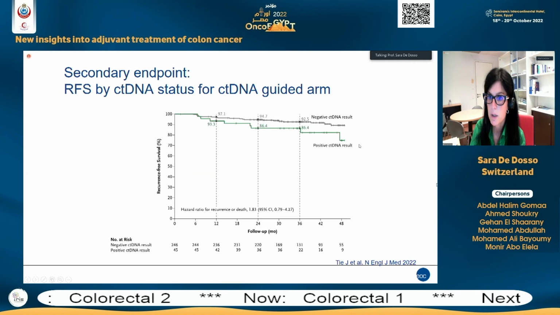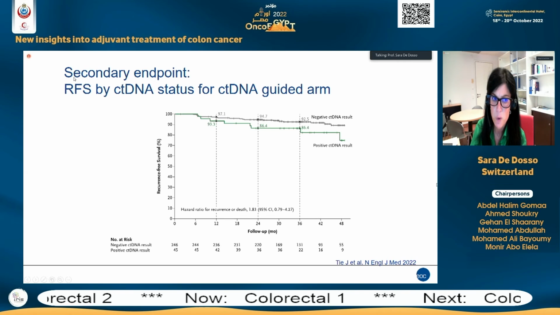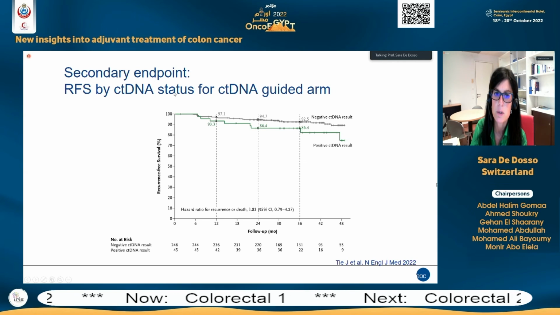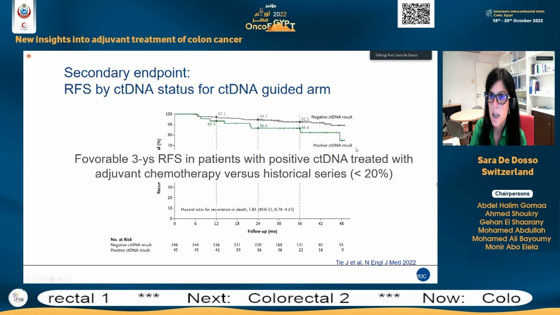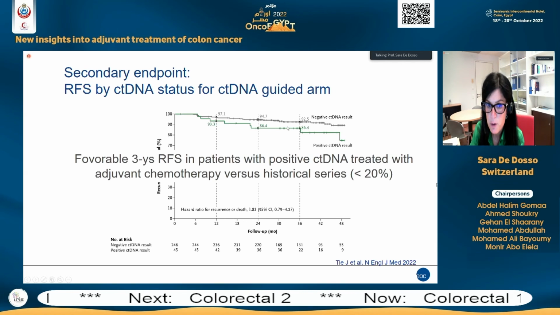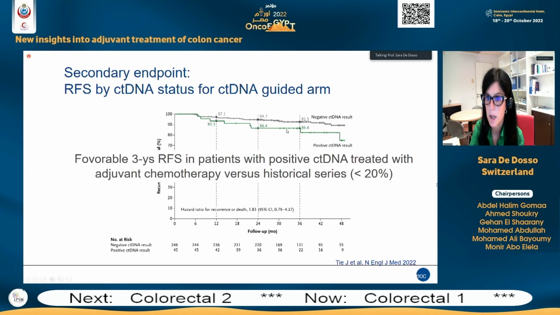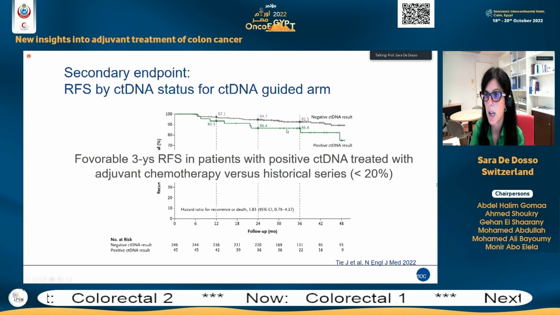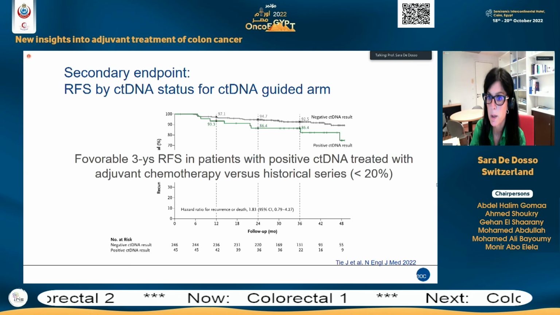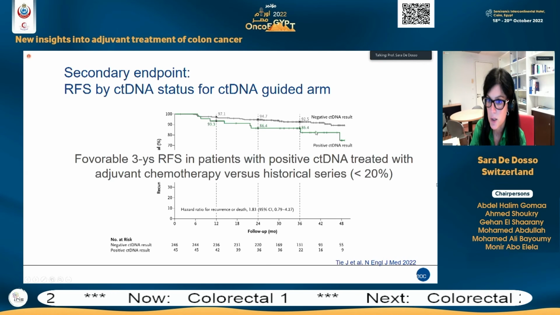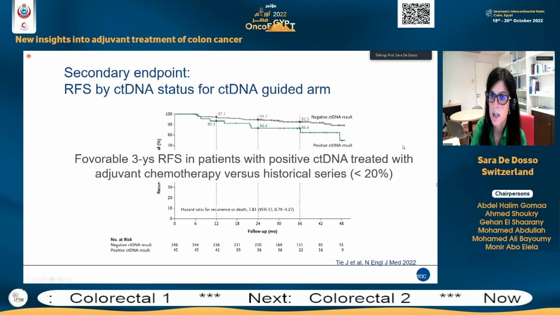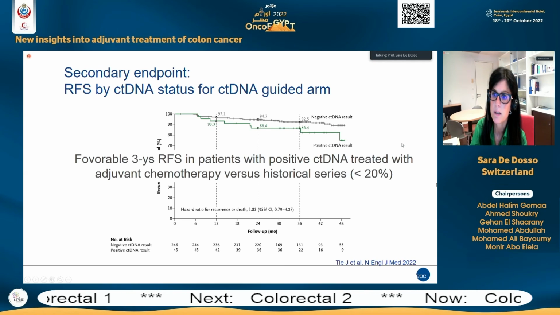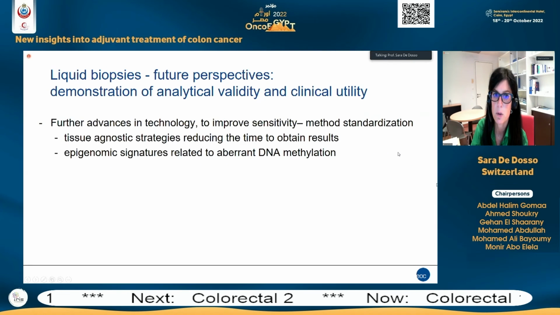And of note, it is pretty interesting that if we look at the relapse-free survival according to the ctDNA status for the ctDNA-guided arm, you can see that there is really a favorable 3-year relapse-free survival in patients with a positive ctDNA treated with adjuvant chemotherapy, more than 80% in comparison to 20% from historical series, where in the majority of cases patients were not treated with chemotherapy.